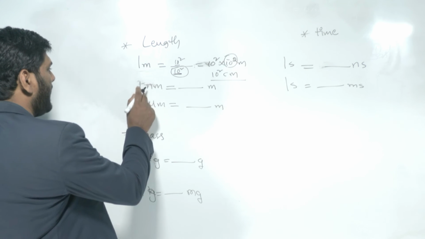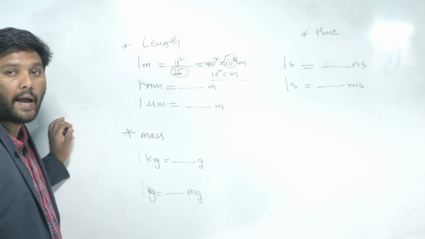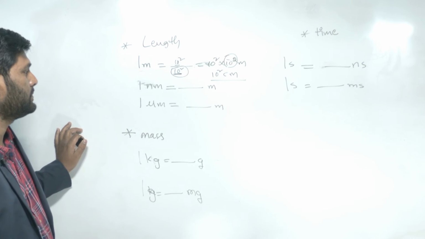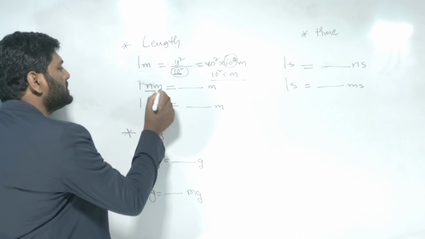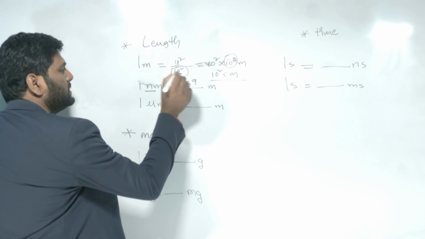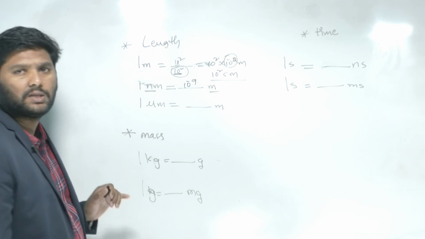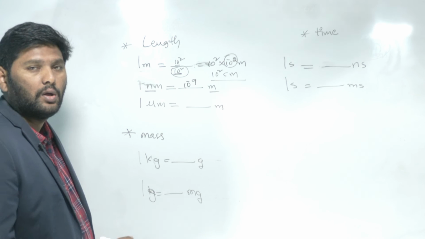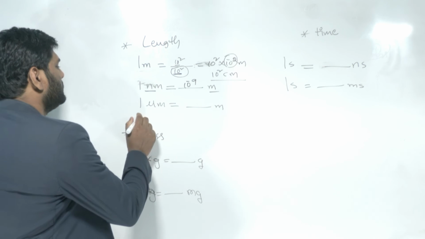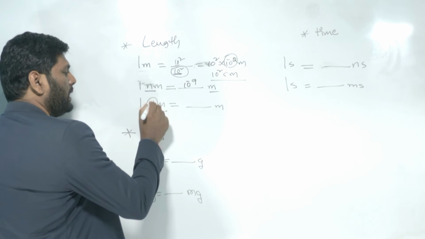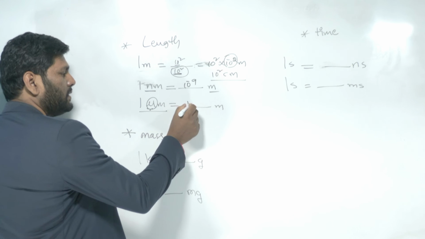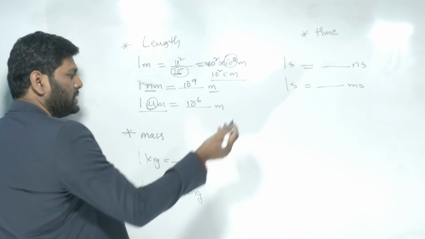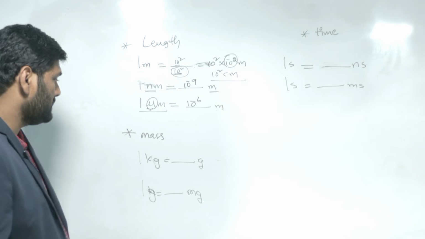Now look here, nanometer. 1 nanometer is equal to how many meters? Here nano stands for 10 power minus 9 simply. So 10 power minus 9 meters is equal to 1 nanometer. Also, mu stands for micro, 10 power minus 6 meters simply. So this is the way of conversion.